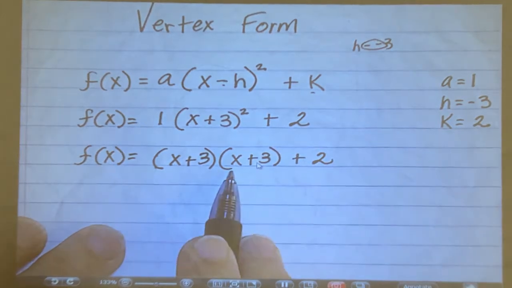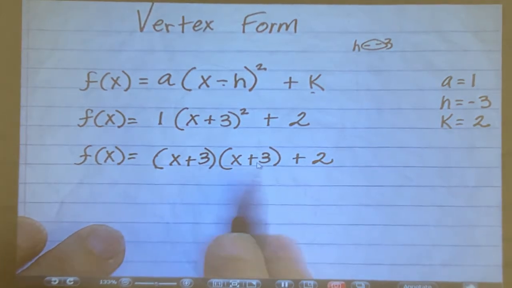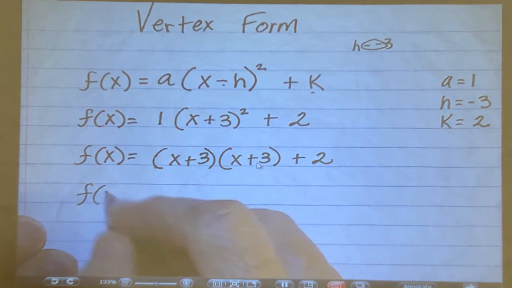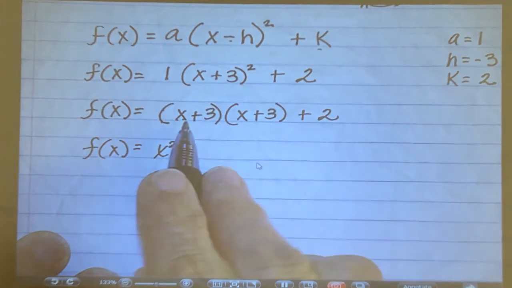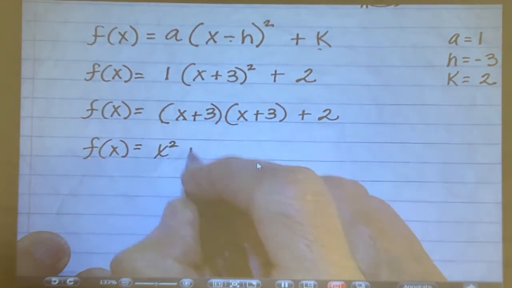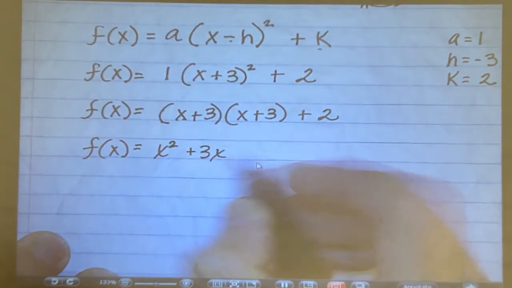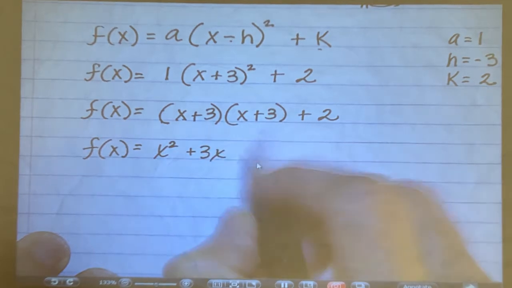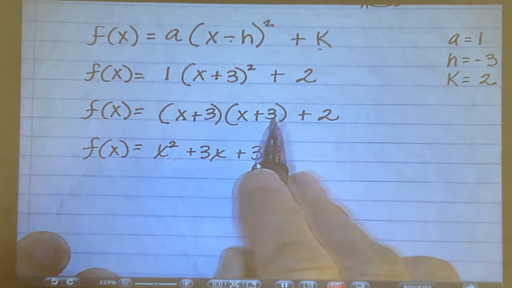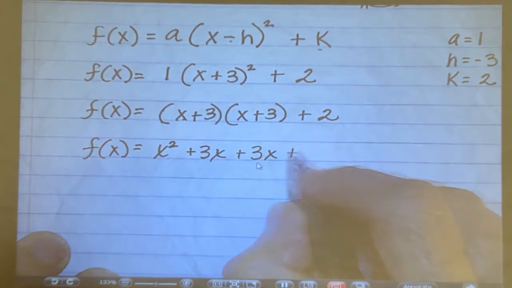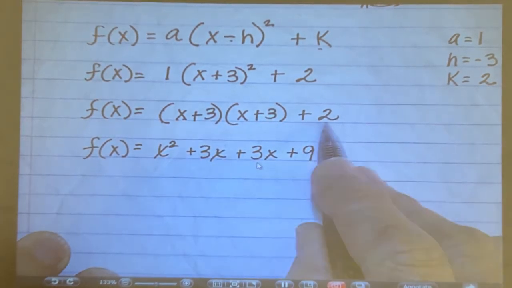Well, if you think about it, you do know how to handle that. If we use the FOIL method, I have f of x equals, FOIL would be first times first, x times x, x squared. The outer, x times 3, is 3x. The inner, 3 times x, is another positive 3x. And then the last times the last, 3 times 3 is 9. And again, don't forget the plus 2.